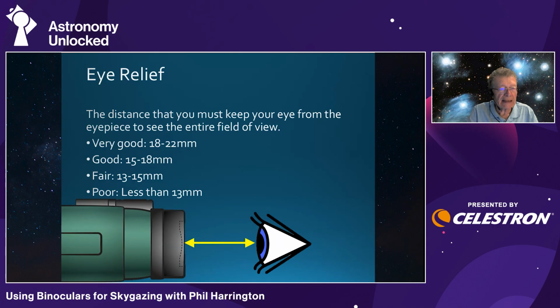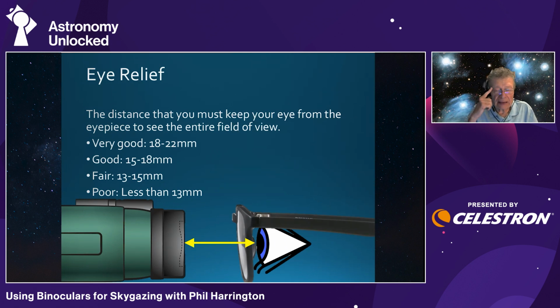Good is 15 to 18. As you get into the fair and the poor categories here, that gets close. Okay, again, these are expressed in millimeters. They're 25.4 millimeters to an inch. And so for fair, you're looking at roughly half an inch or less in some cases. That's a real concern, especially if you have to wear glasses.